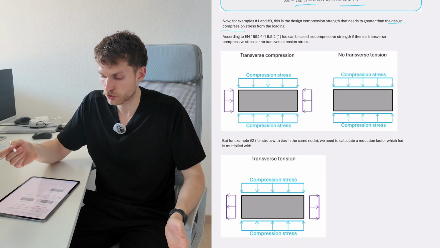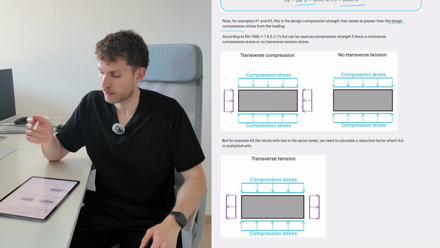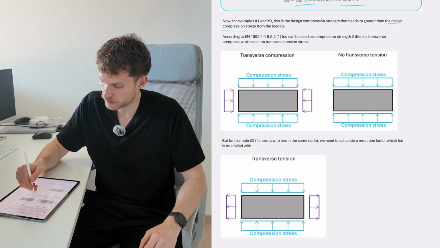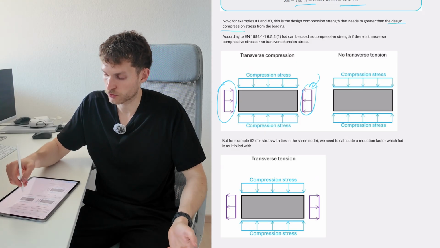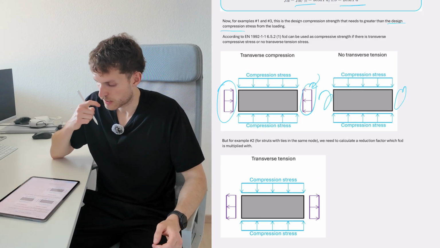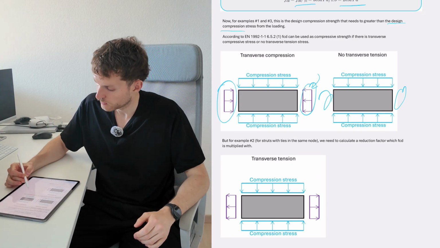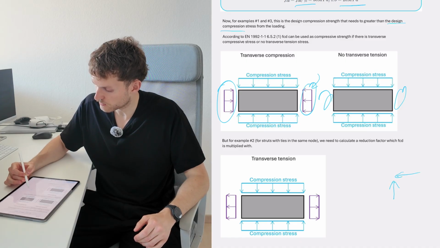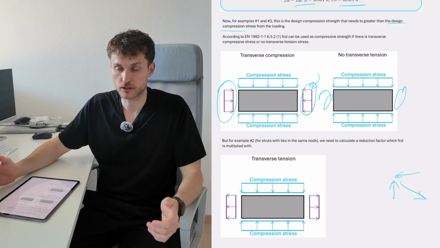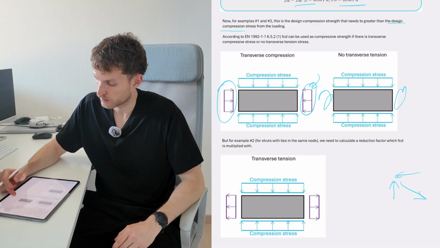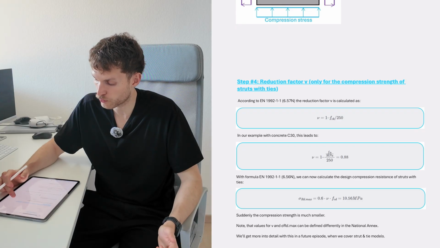And according to Eurocode 2, FCD can be used as the compressive strength if there is a transverse compressive stress, like in this example here, or if there's no tension force, like in this example. But for example 2, the strut and tie model, where we have struts and then maybe we have one tie, we have to further reduce the design resistance of the compressive strength. Therefore, we have to calculate a reduction factor in step 4.